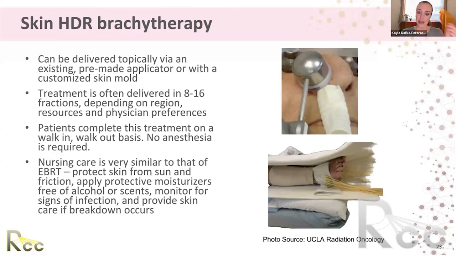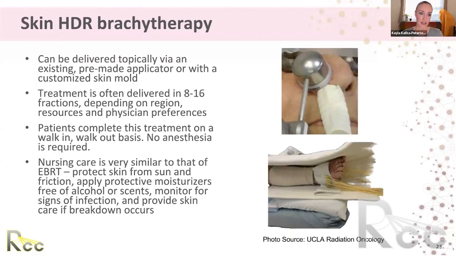So skin brachytherapy is much more straightforward. It can be delivered topically via an existing pre-made applicator like the metal one on top, or with a mold if we need to wrap around parts of the body like the ear. In this case, it was a patient we were treating on the shin. And same concept, this will attach to the afterloader and it will treat with radiation, but it'll just be on the surface of the skin.